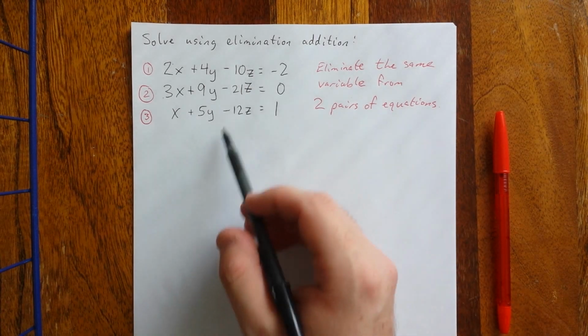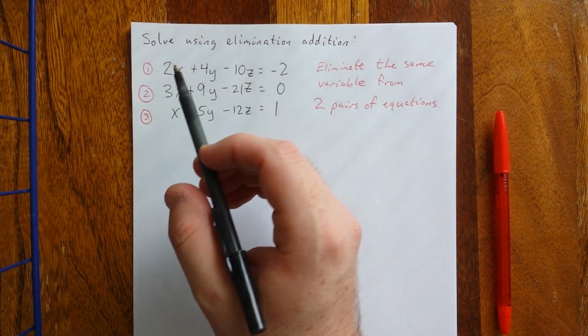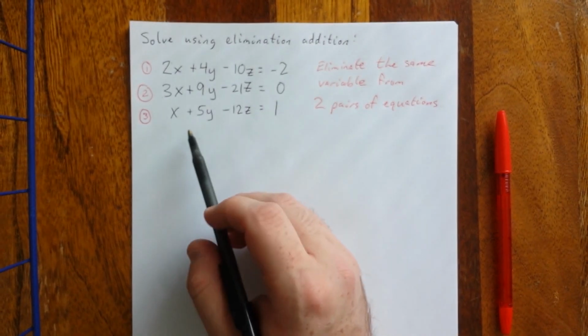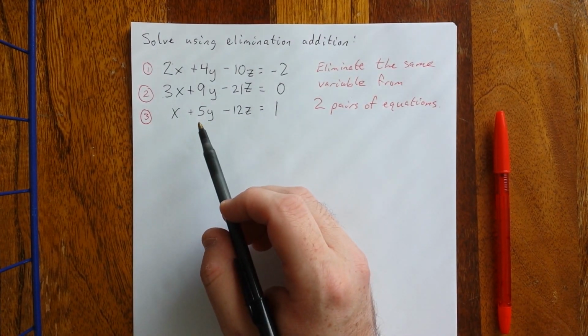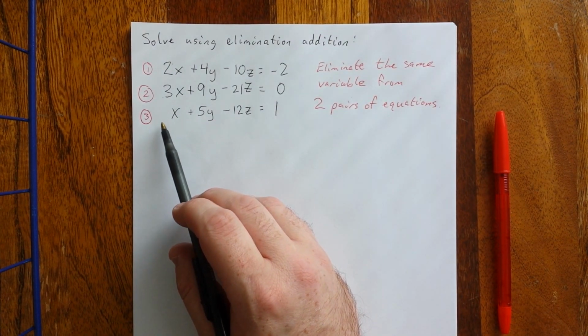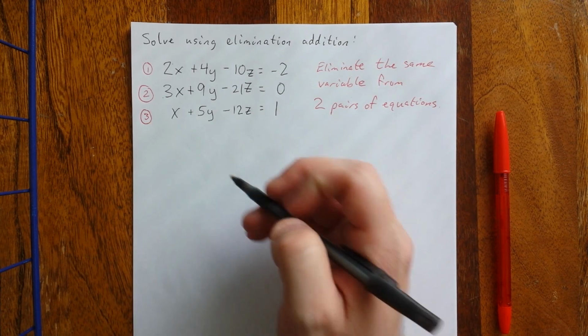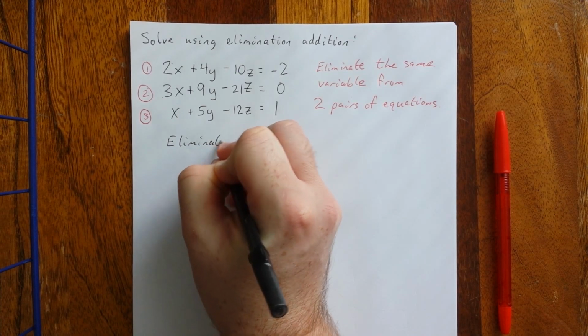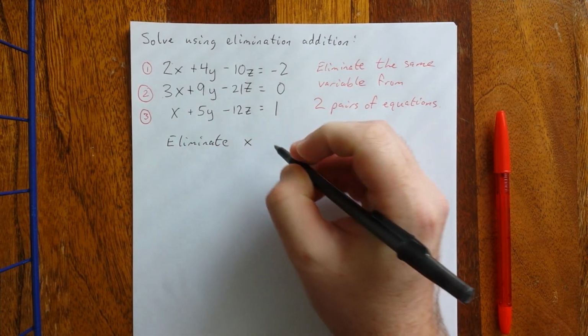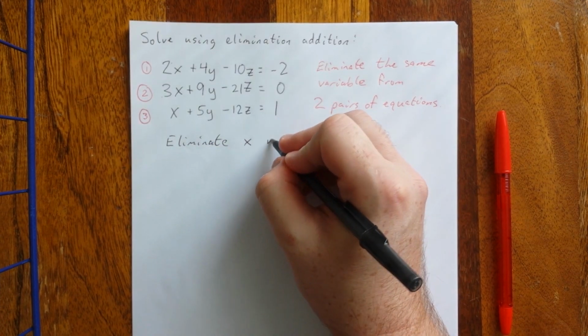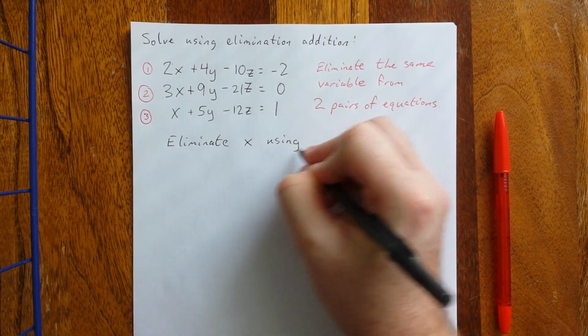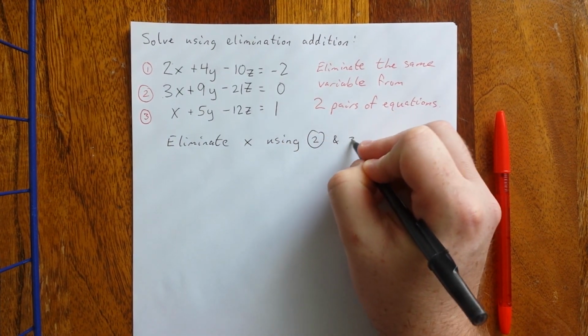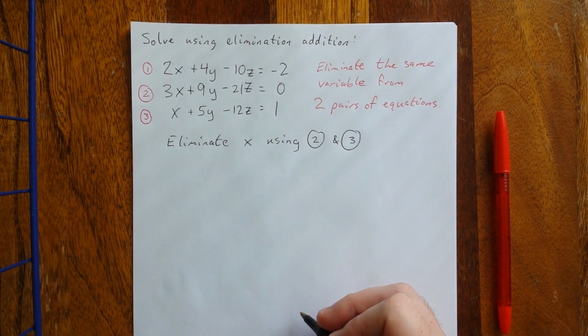So usually the thing I encourage my students to look for over here is a coefficient of +1 or -1. Now we only have one case of that in this problem, and that's using equation 3 with the variable x. So what I'd like to do is eliminate x, and I'd like to use equation 3 both times. So I'm going to use equations 2 and 3 to start.